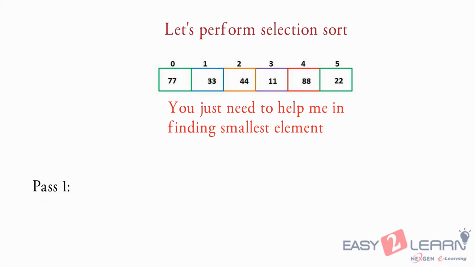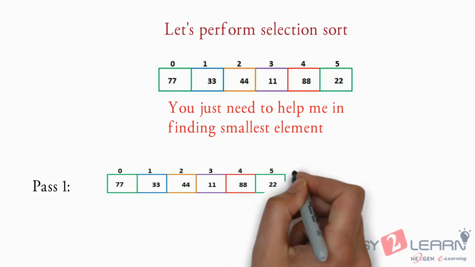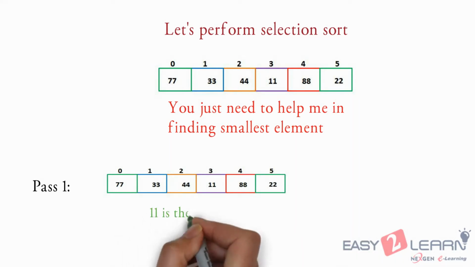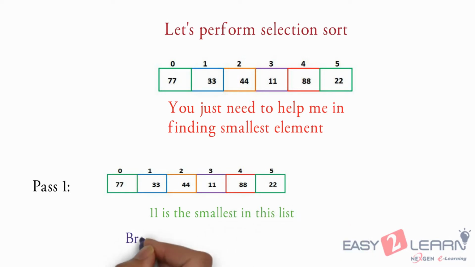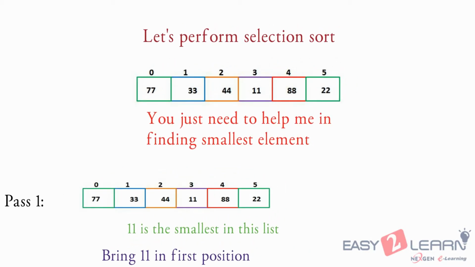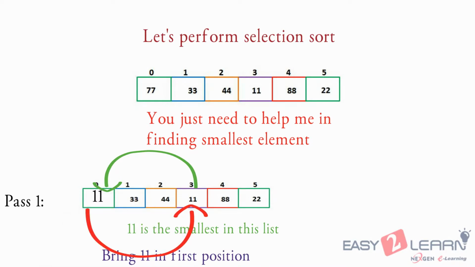Now pass 1. Among the elements that were available, what is the smallest element? Yes, you are correct. 11 is the smallest element in this list. So what I do here is bring 11 to the first position and replace 77 into the position of 11. That is pass 1.